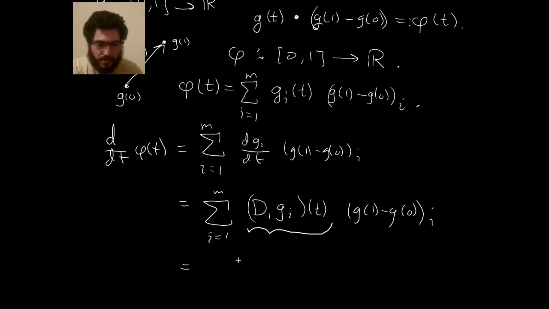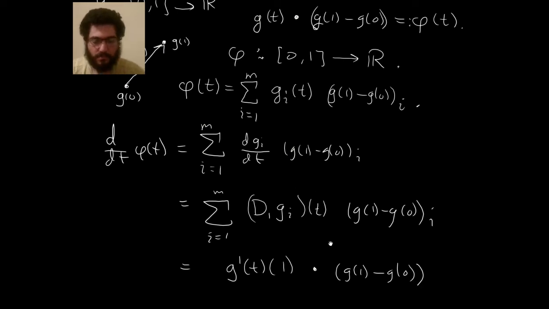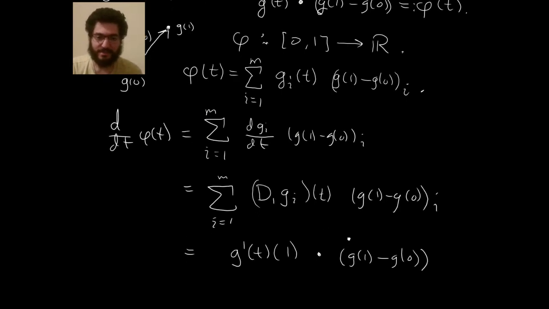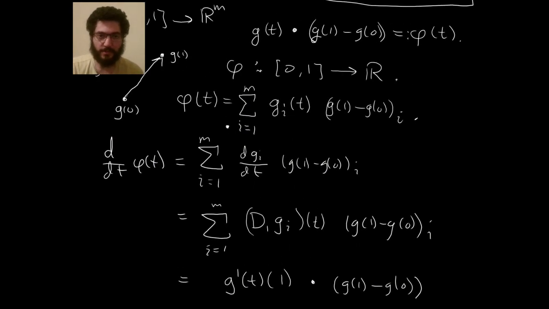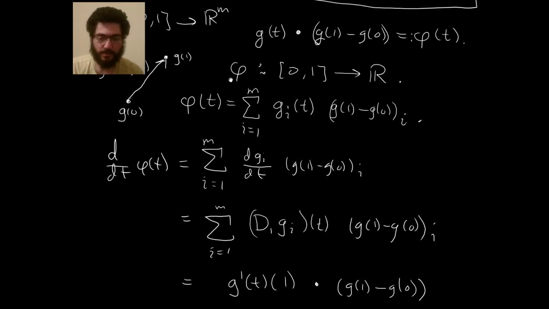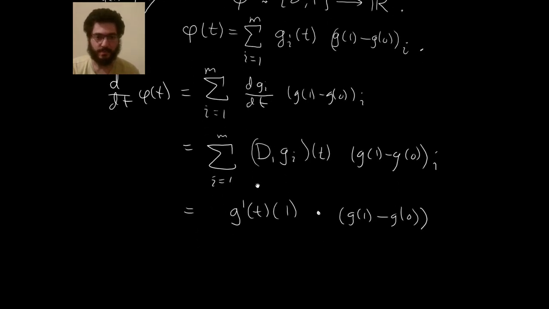So then this sum is a dot product, g prime of t of 1, with this vector. The 1 is coming from the fact that 1 is the one standard basis vector for the one-dimensional vector space R. All right, so there's the derivative of phi. That's pretty nice. Now let's think about the mean value theorem. So let's apply the mean value theorem to phi. We know phi is differentiable, and here's its derivative.